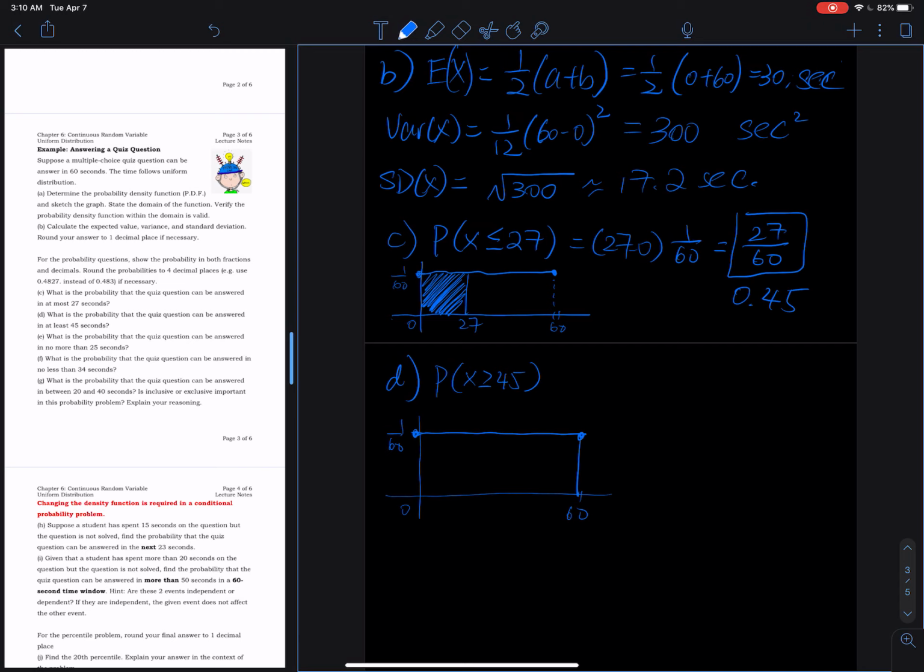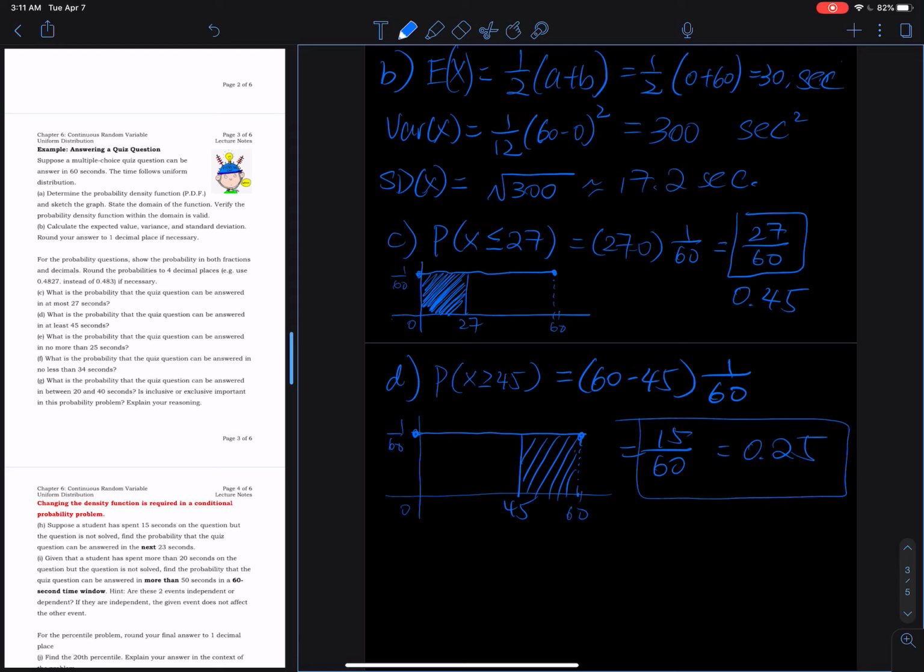You don't have to use a solid line. Using a dashed line is fine. But if you use a solid line, I don't think you will lose points for that. So 45, greater than or equal to, then that is equal to 60 minus 45 times 1 over 60. So that is 15 over 60. Do this in your calculator. You can quickly find out that that is 25%. All right, box your final answer. Show all your work.